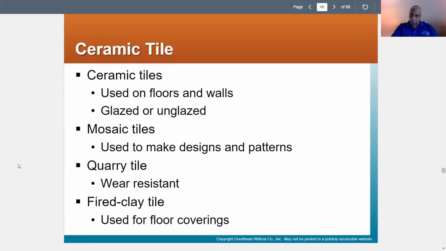Ceramic tile is used on floors and walls. It's glazed or unglazed. Then you have your mosaic tiles. Now, when it comes to mosaic tiles, it's used to make designs and patterns. Then you have quarry tile, which is wear resistant. Whereas again, going back to mosaic tiles, it's used to make designs and patterns. Then you have your fire clay tile, used for floor coverings.